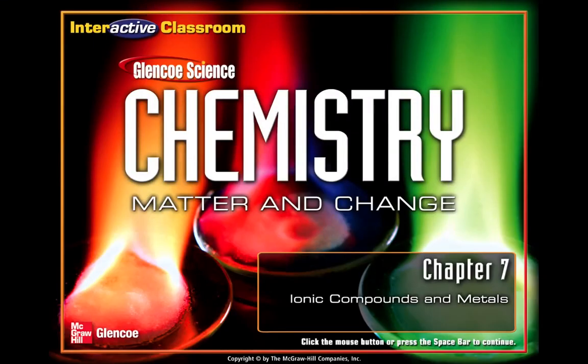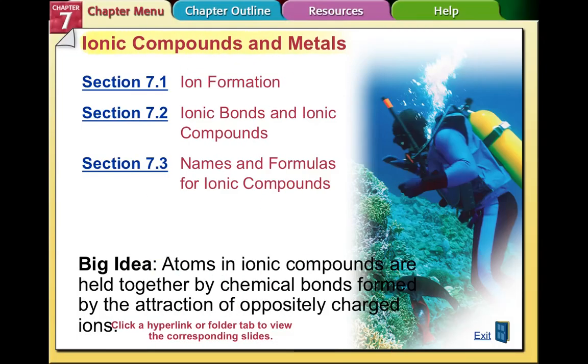We are moving on with Chapter 7, Ionic Compounds. In the first section, we are going to learn how ions are formed, and this should be a review from physical science. Then in Section 2, we're going to learn how those ions bond together to make compounds. And then Section 3 is my favorite. We get to learn how to name those compounds and how to write the formulas for those compounds.